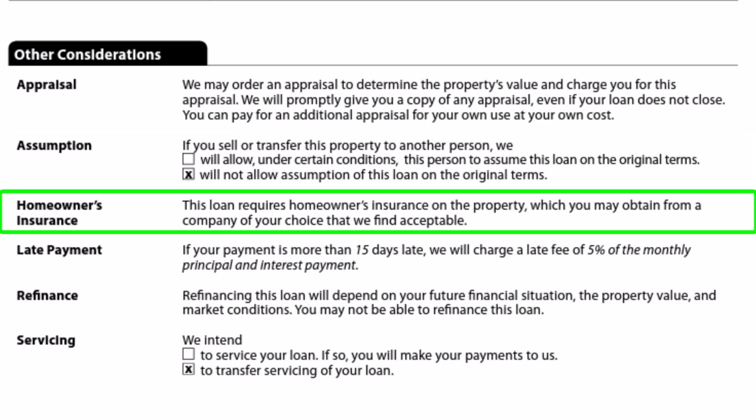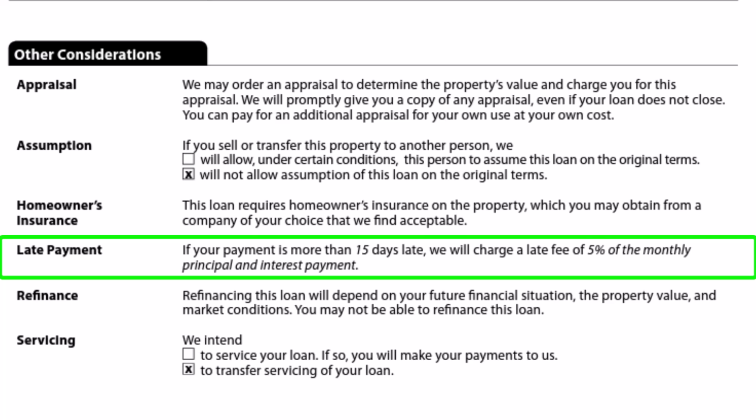Next is homeowner's insurance, and usually is required when purchasing a home to protect the house and its contents from unexpected events. Then you have late payment. This is similar to a utility bill. If you don't pay on time, you will incur a late fee, and the exact fees may differ from what you see in this example.